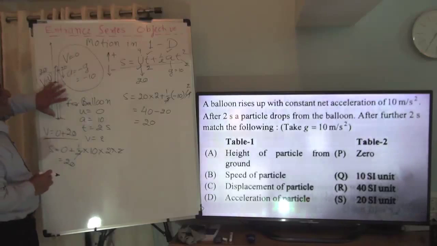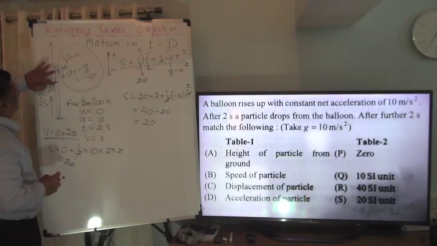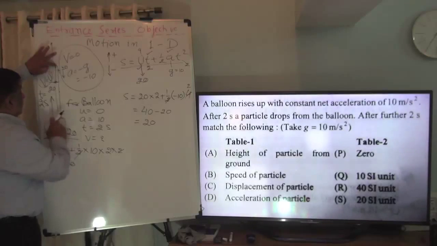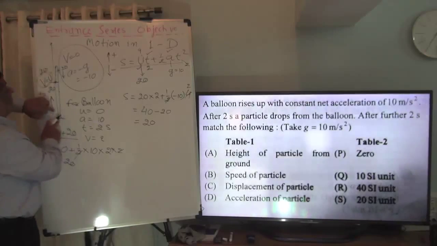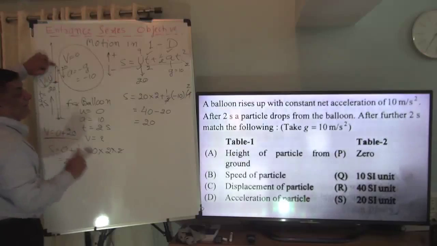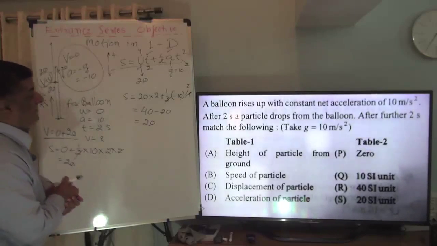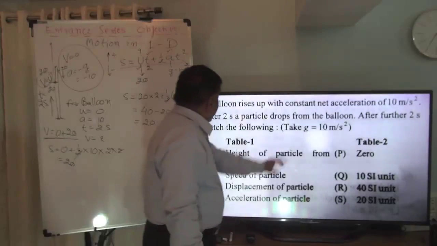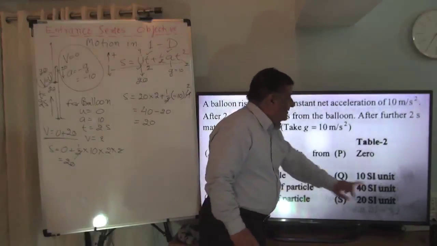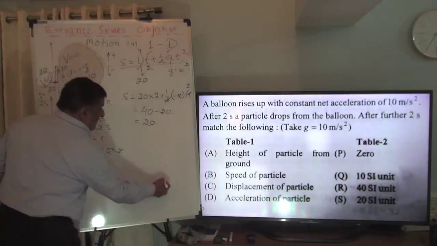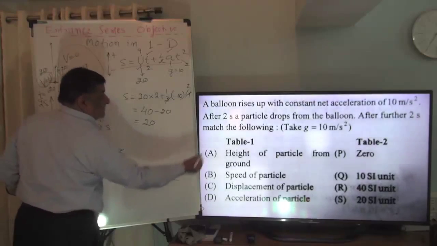It was already at a height of 20. In 2 seconds, it has again gone a distance of 20. So the total distance from the ground is 20 plus 20, that is equal to 40. Is there any answer 40? Height of the particle from the ground, 40 units. So A will match, A matches R.